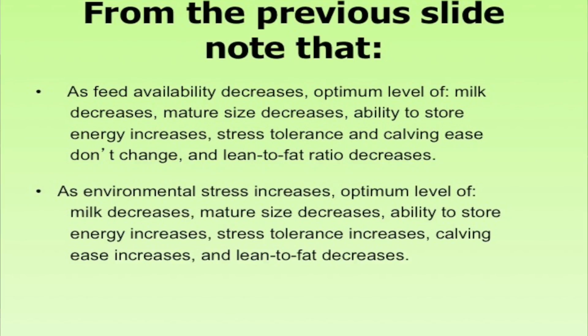As environmental stresses increase, optimum level of milk decreases. We showed you that one picture of the Spade Ranch and those tough conditions. That would be a high stress environmental concern. Mature size decreases. The ability to store energy increases. Their stress tolerance increases because they're going to have to survive in those conditions. And calving ease increases because we're not going to be able to observe them as much in the calving situation, because it's more of an extensive production. And lean to fat decreases as well. So that gives you an example of what you would see as you move through that chart.